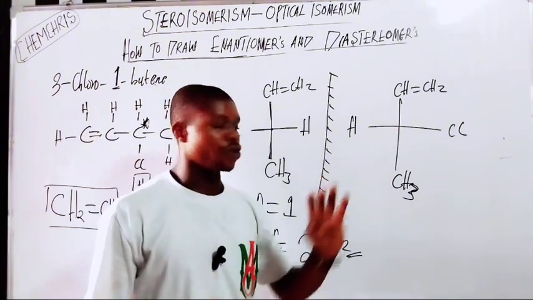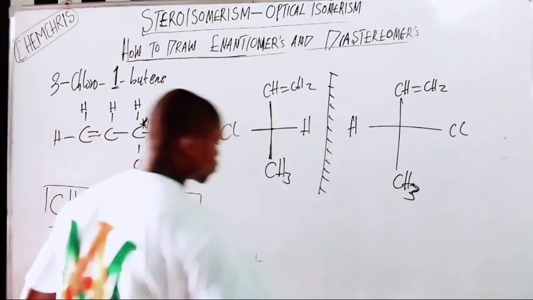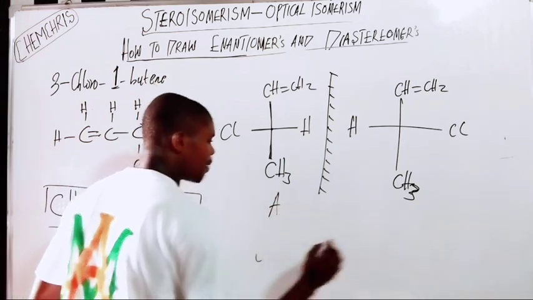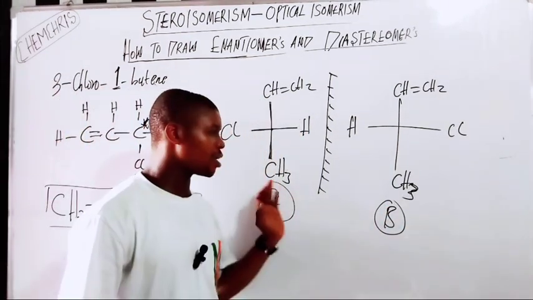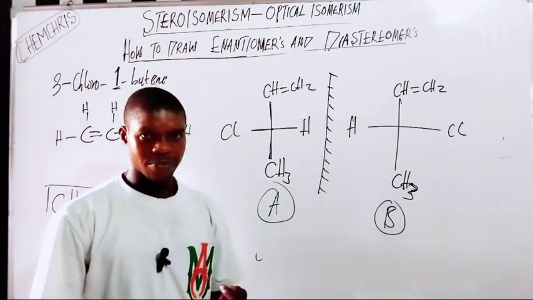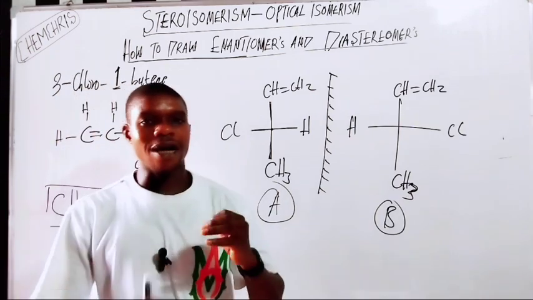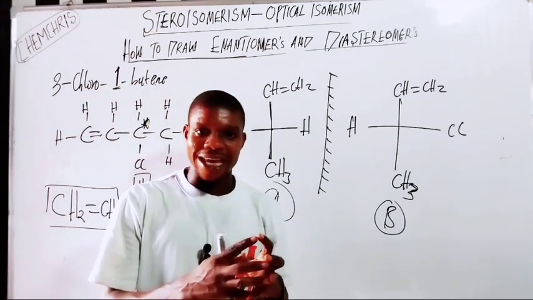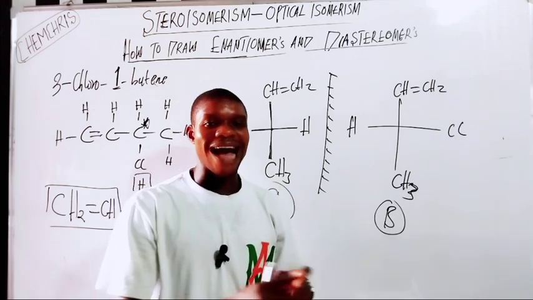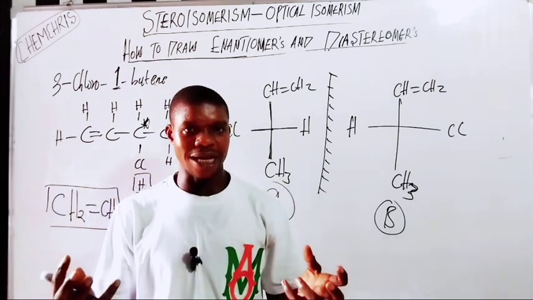These are the two structures. A and B are not the same structure. They are totally different structures. Do you understand? That is why the definition of stereoisomers is that these are isomers in which compounds have the same molecular formula and structure but differ in their configuration. Do you understand?